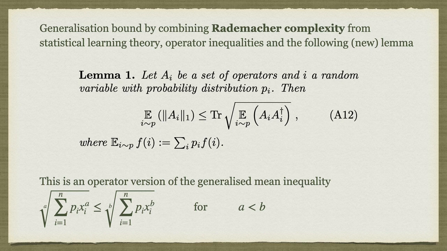So this lemma states that the average one norm of some operator is upper bounded by the quantity in equation A12. And this is an operator version of the standard generalized mean inequality that is shown for arbitrary values of A smaller than B in the last equation.